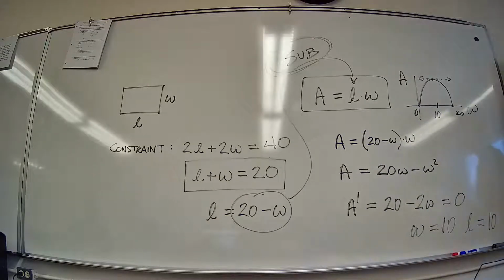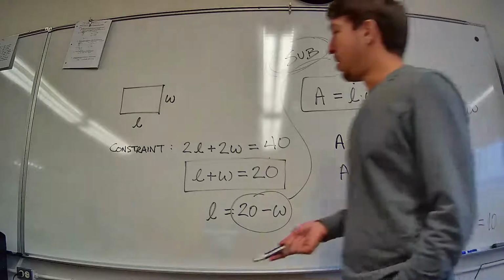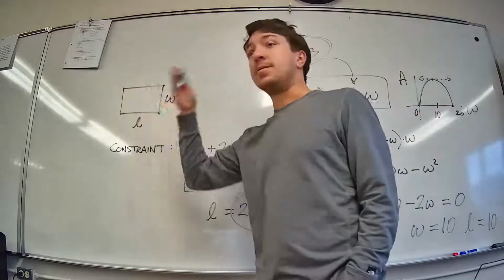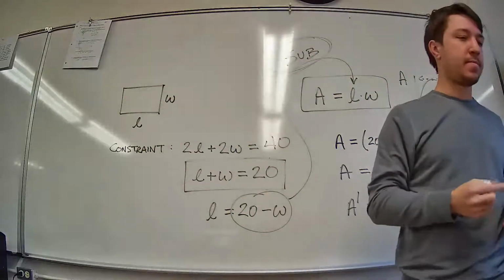Which gets us the famous elementary result from geometry, which is, well, what shape would maximize my area given, say, a finite amount of fence? It's a square. So, yay!